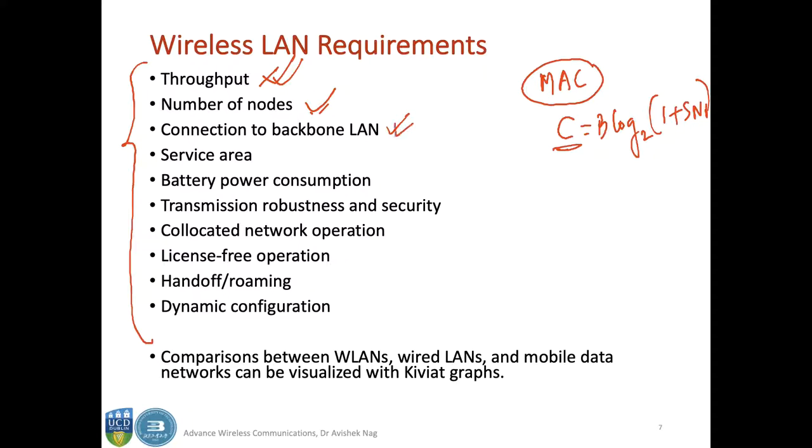Then comes the requirement of the service area. A typical coverage area for a wireless LAN should be within a diameter of 100 to 300 meters. So the service area has to be between 100 to 300 meters. This is also a requirement of the wireless LAN. Then battery power consumption, of course, in any wireless device, is a very critical issue.